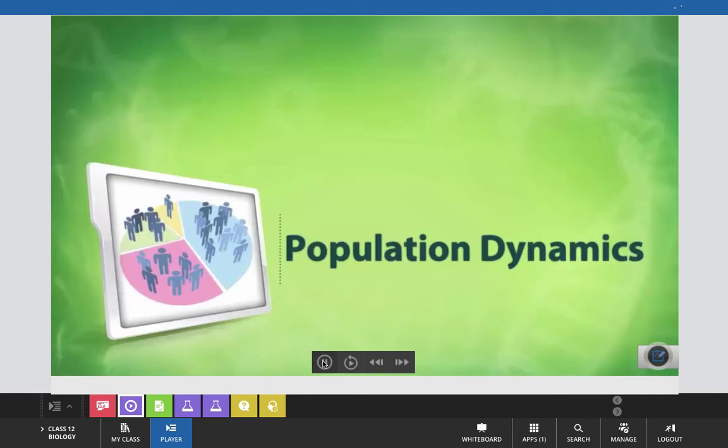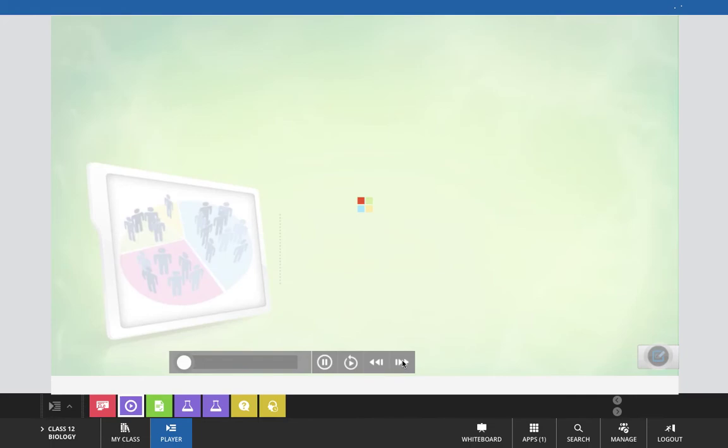Population dynamics. The study of population is known as population dynamics.